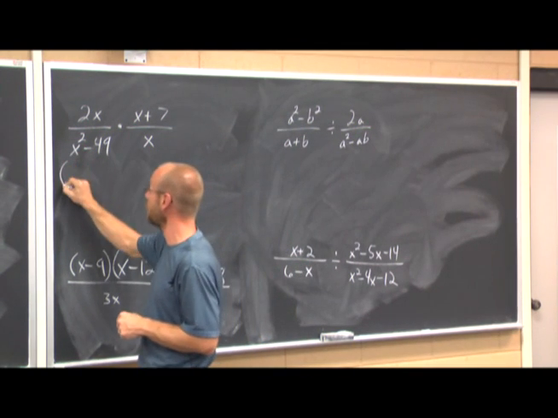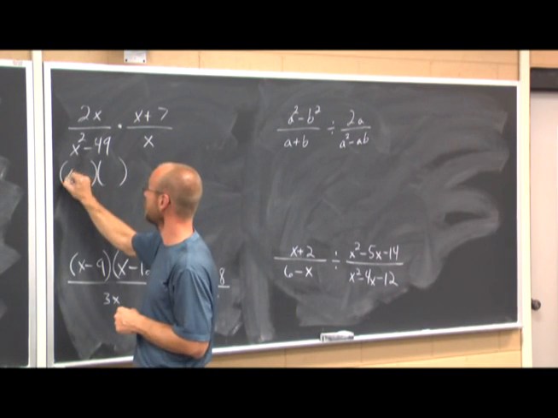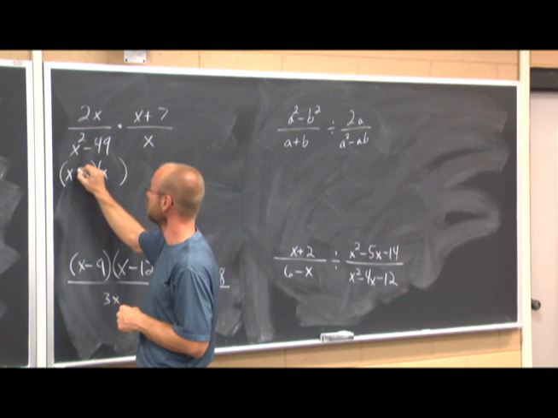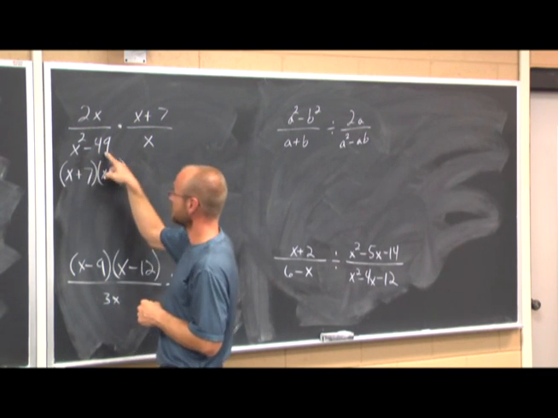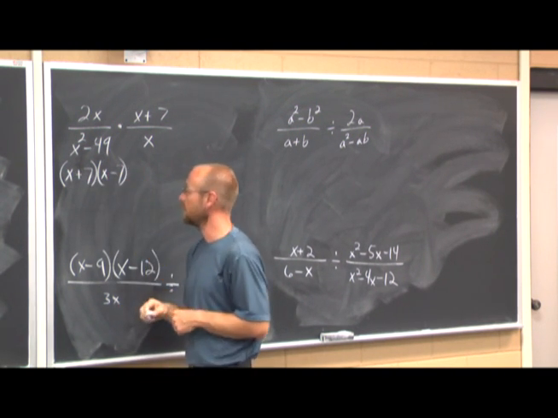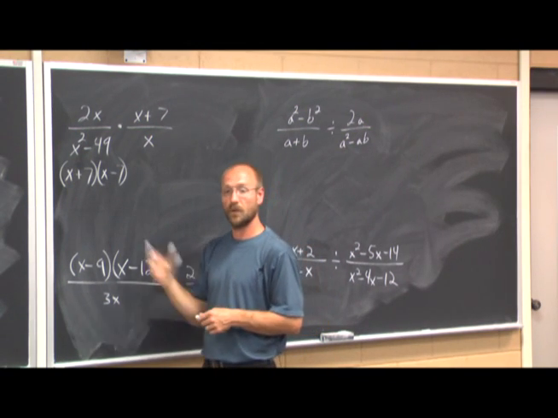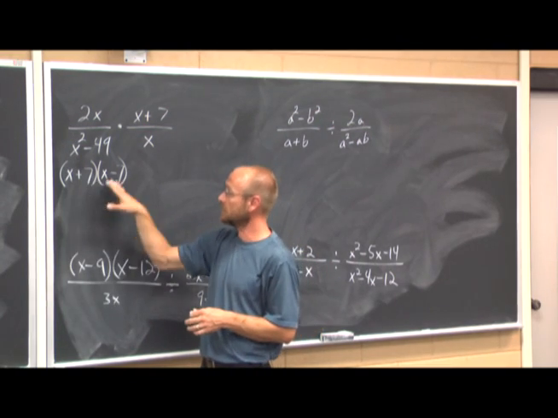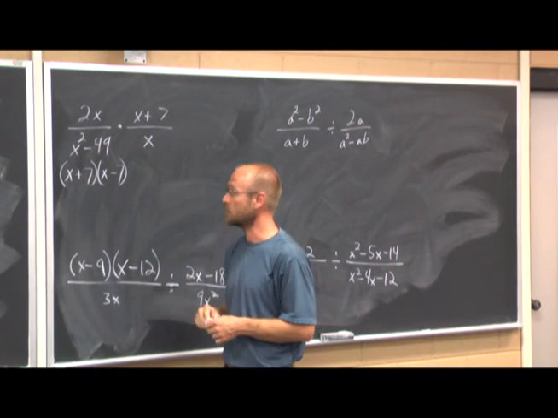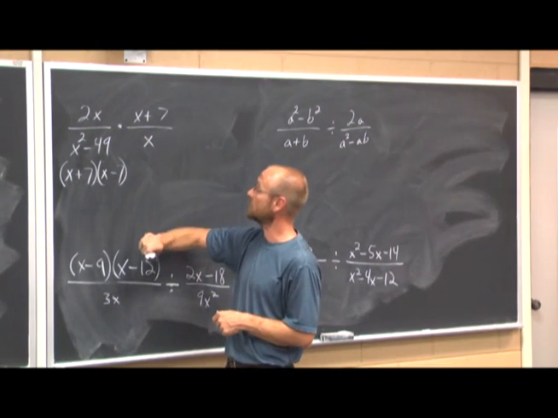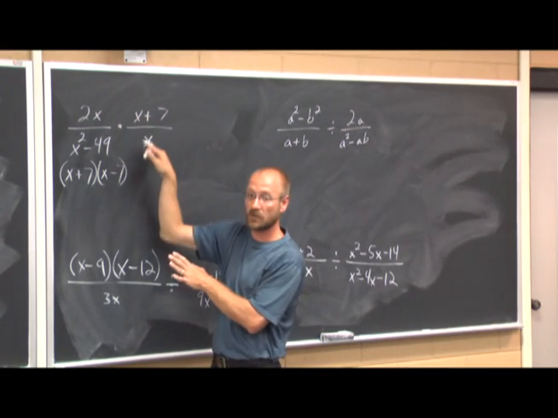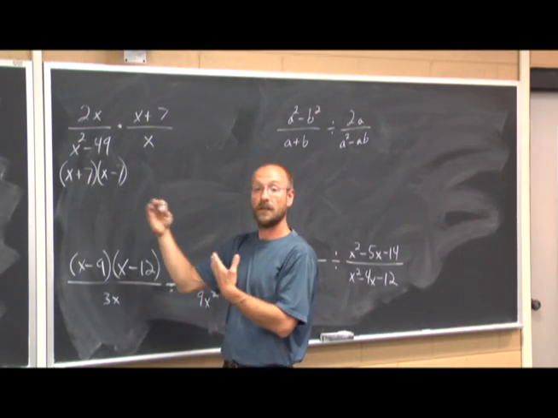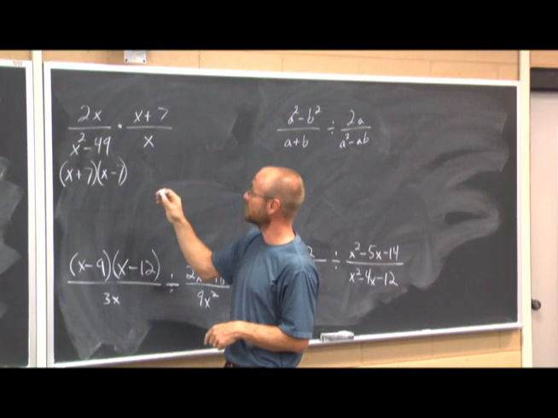And hopefully we remember from factoring, the difference of squares always factors to x plus the square root of that number and x minus the square root of that number. Order really doesn't matter. You could have x minus 7, x plus 7, but I like to put the positive first. So I have x plus 7, x minus 7. And now we look, nothing else is going to factor, so let's start simplifying our expressions by canceling common factors.